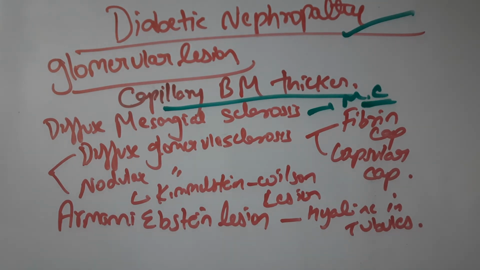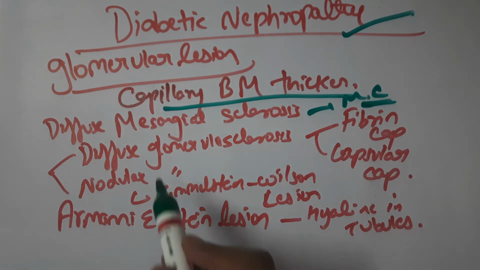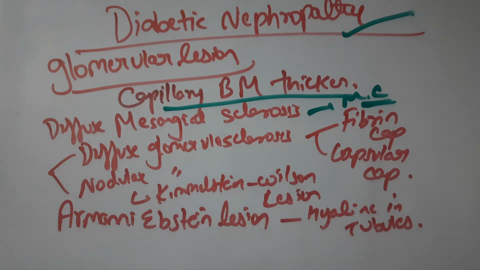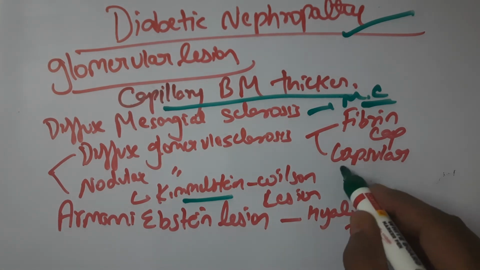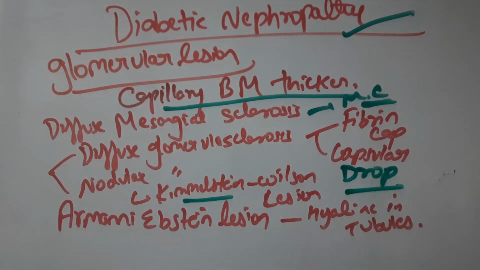Then the glomerulosclerosis could be diffuse glomerulosclerosis or nodular glomerulosclerosis. The nodular glomerulosclerosis is also known as Kimmelstiel-Wilson lesion. While diffuse glomerulosclerosis could be represented as fibrin cap or capsular drop. The fibrin cap is the hyaline membrane in the capillary loop, while the capsular drop is the hyaline membrane which is adherent to the Bowman's capsule.